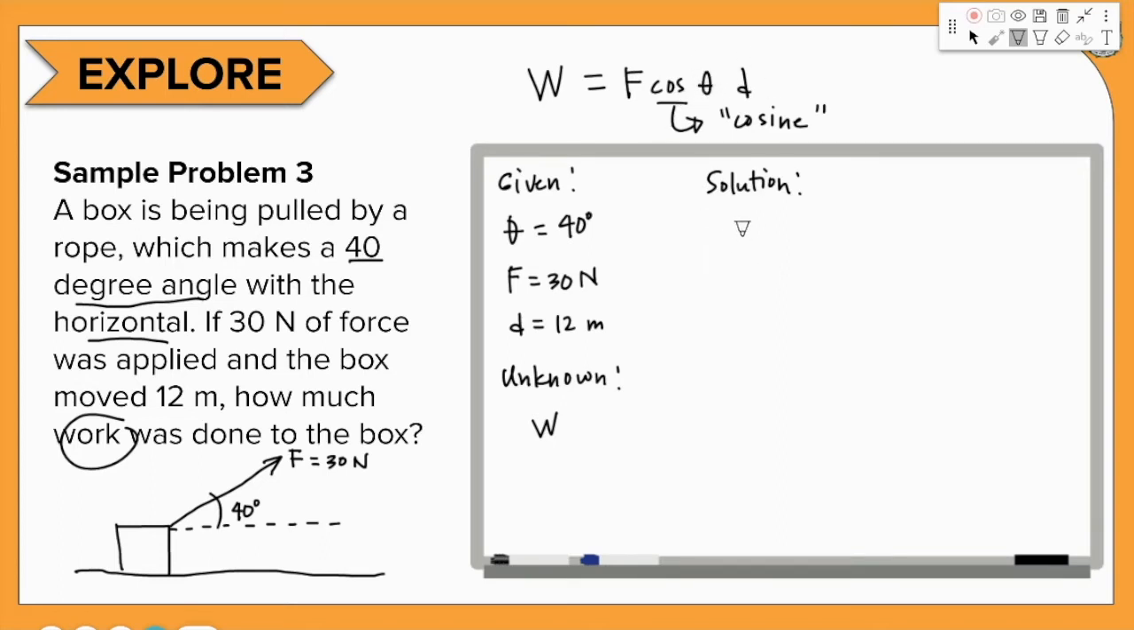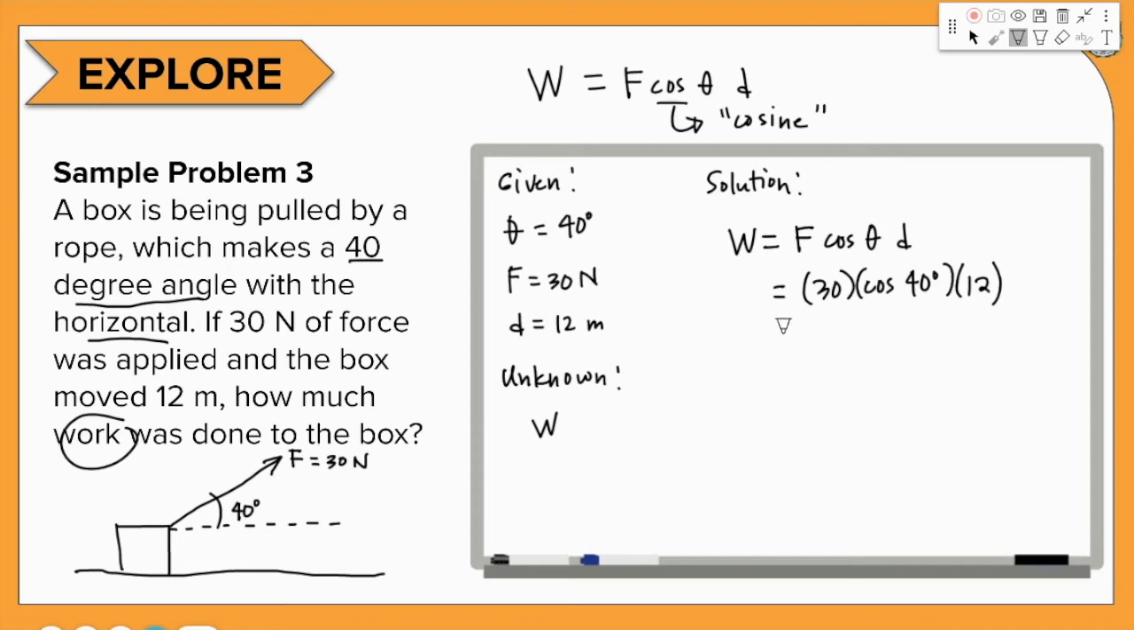Okay, so let's solve for this. Work is equal to F cosine theta times the displacement. Then we just substitute the values. So force is just 30. Let me put that in parentheses. And then cosine of what is the angle? The angle is 40 degrees, right? Let me just put that in parentheses. Okay, and then lastly, we substitute the value for the displacement, which is 12. So again, I did not put the unit, but of course, you can always do so.